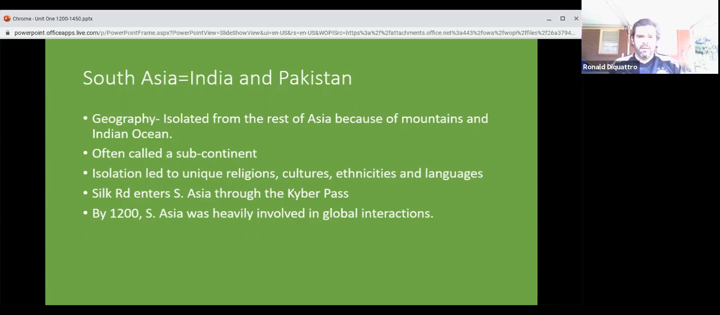Now, the key to getting in or out of South Asia is there's one pass in the mountain ranges. This is called the Khyber Pass. Whoever controls the Khyber Pass controls the way in and controls the way out by land. And historically, this is very, very important territory to control. The most important thing that goes through the Khyber Pass is the Silk Road itself.